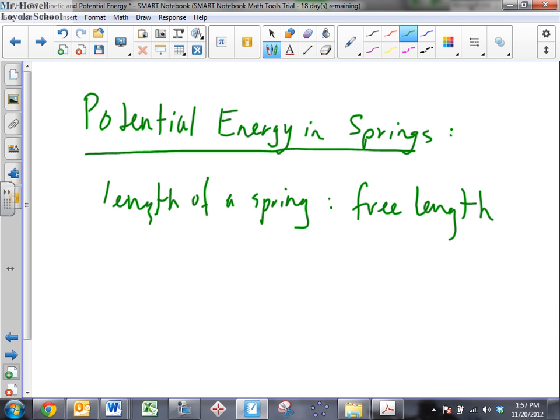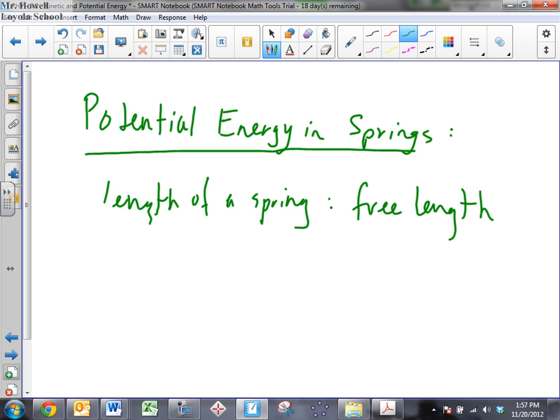So the actual length of the spring, when it's by itself with no outside force, is called the free length. So no pressure on the spring. Exactly, no force. Let's say force for now, we'll talk about pressure in another chapter. So no force being applied. Now, if we do apply a force, what happens to the spring? It compresses.